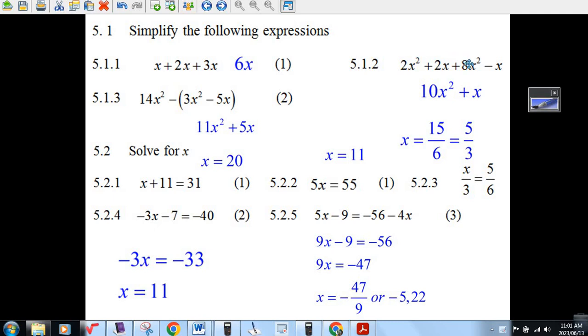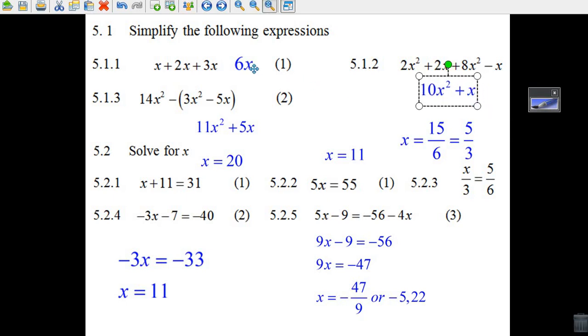But here you have to recognize that this x squared and this x squared are called like terms, and 2 plus 8 is 10x squared. And this is 2x minus 1x. Well, 2 minus 1 leaves you with 1x, and that's the answer, 1x right there.